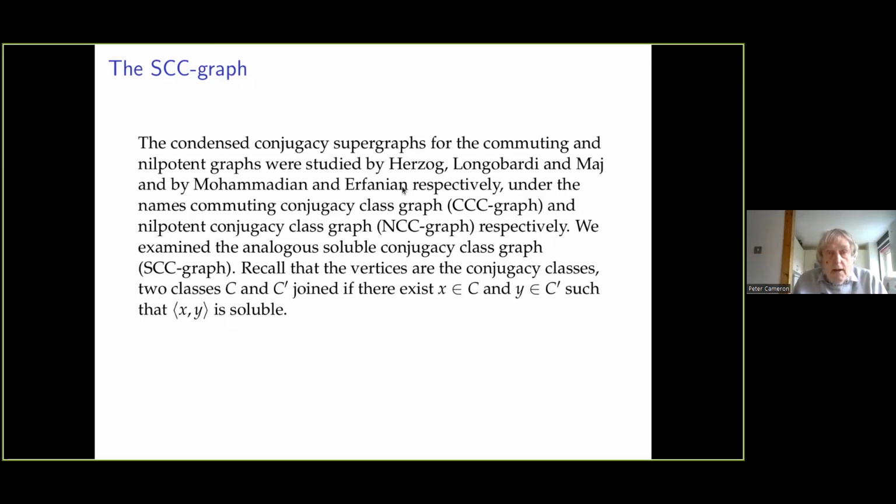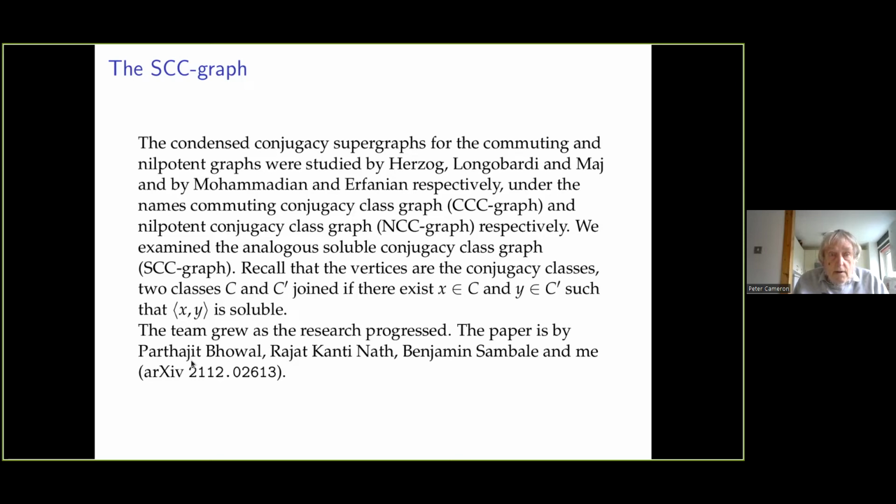And Mohammadian and Irfanian studied the nilpotent conjugacy class graph. So the natural next step would be the soluble conjugacy class graph. Join two conjugacy classes if there's an element in the first and an element in the second that generate a soluble group. So I'm going to tell you a little bit about this graph. It's the condensed version of the conjugacy super graph for this soluble relation.